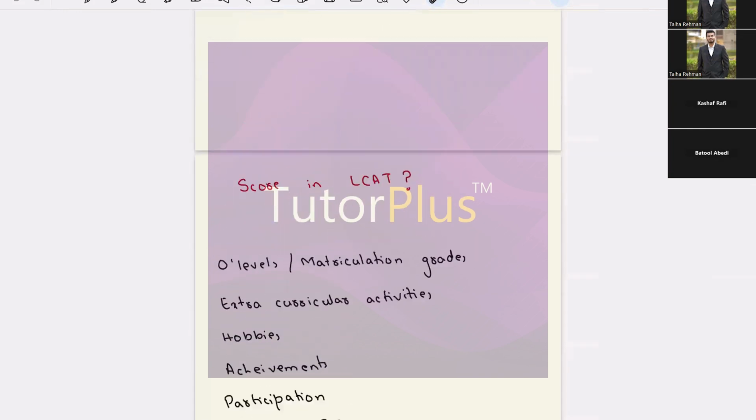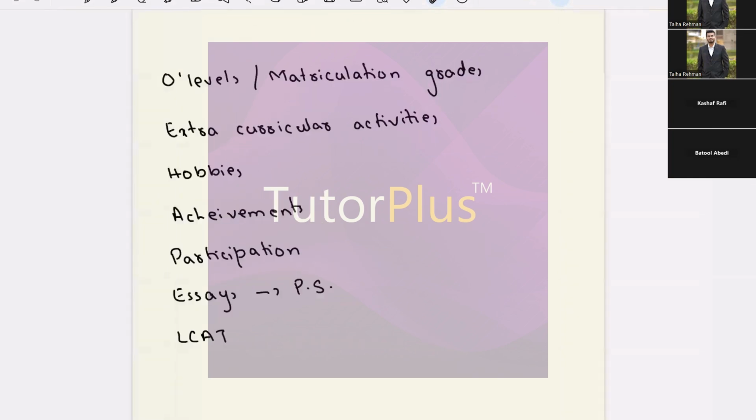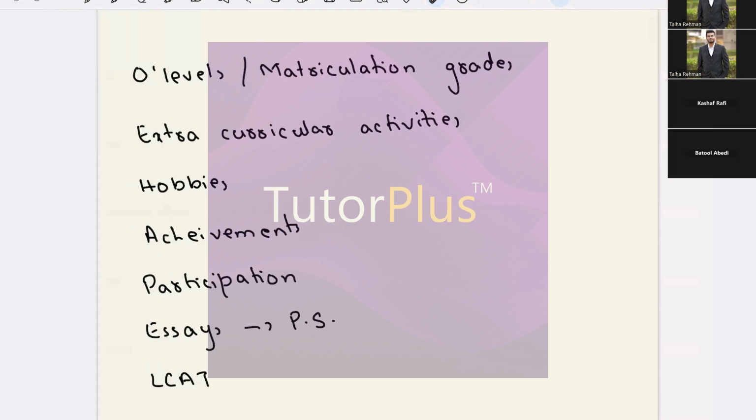For LCAT, however, I would like you guys to know the requirement is a bit more comprehensive. For LUMS, please remember they do pay attention to your O-level grades. So you must have a minimum of 5 A's in addition to a very good SAT or LCAT score in order to be considered for LUMS.